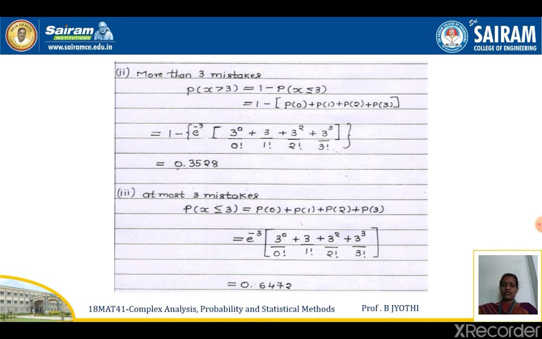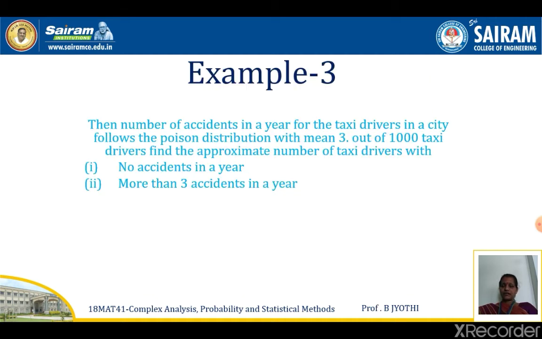So we can calculate by taking e power minus 3, which is common. 3 power 0 by 0 factorial, 3 power 1 by 1 factorial, and so on. We will get 0.6472. This is the probability of at most 3 mistakes. That is, maximum is 3 mistakes, not more than that. Let's see the next example.